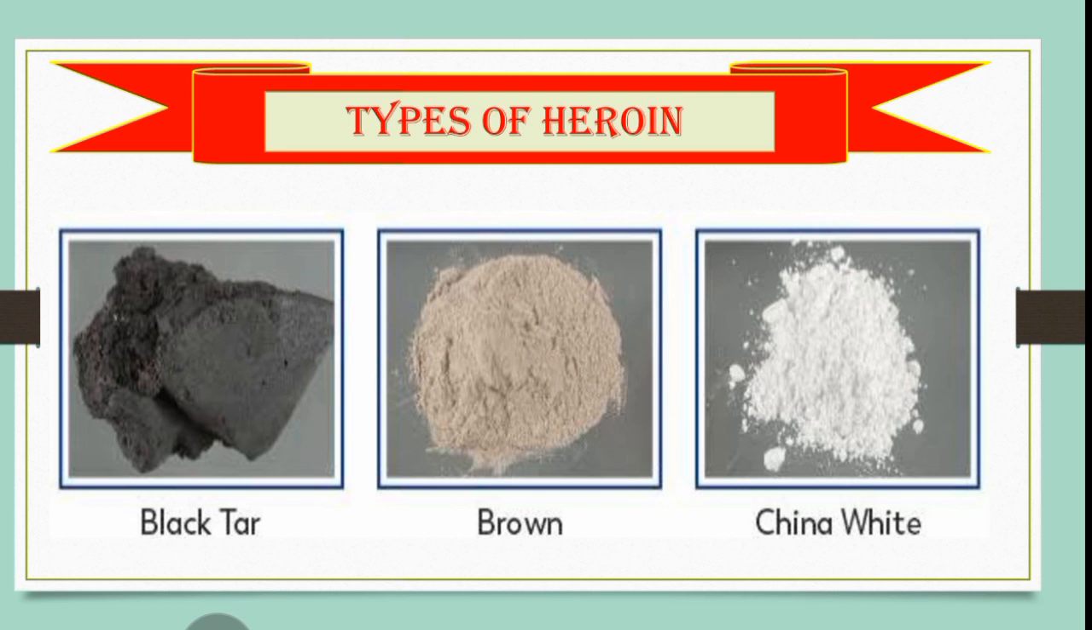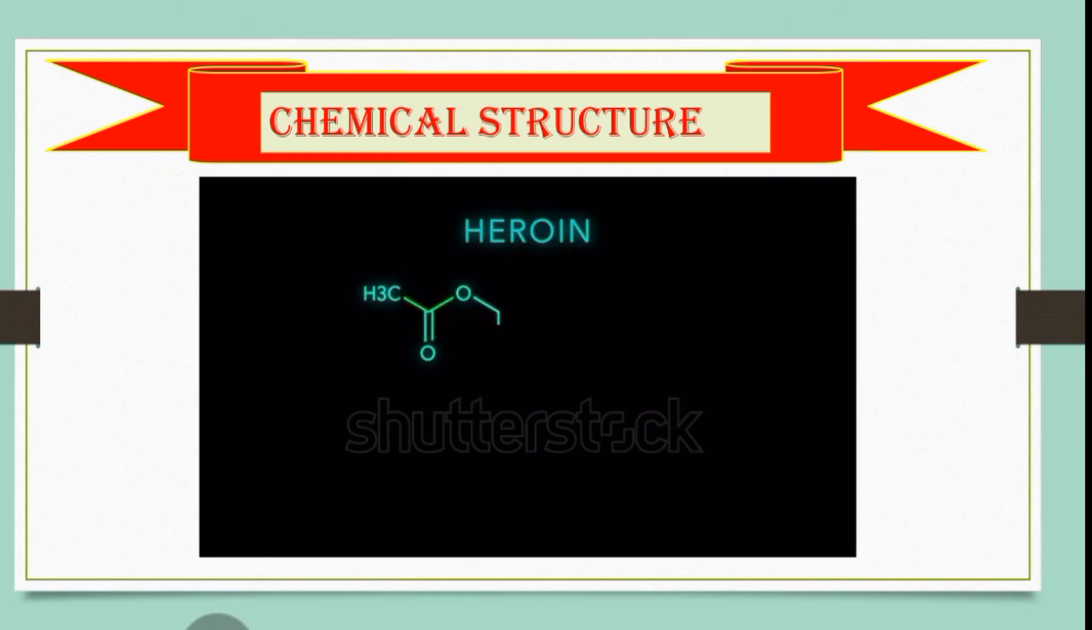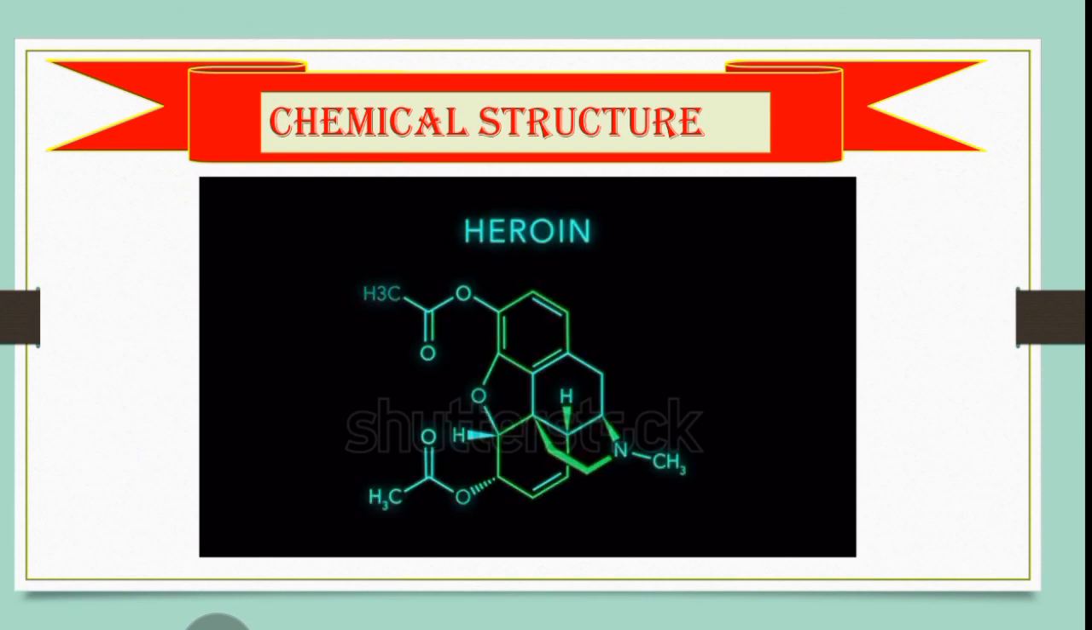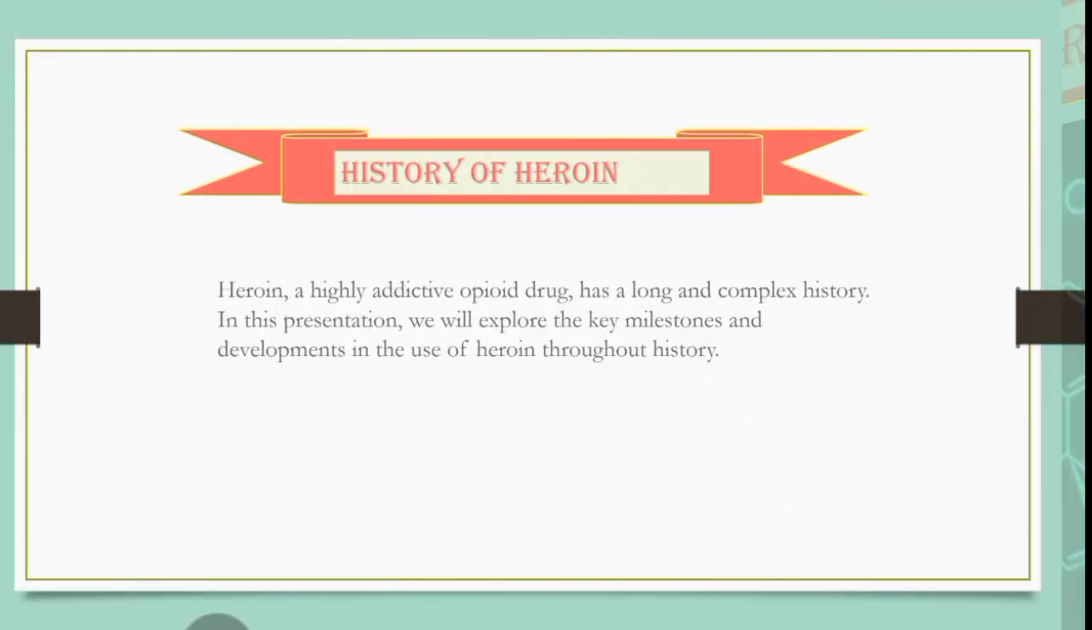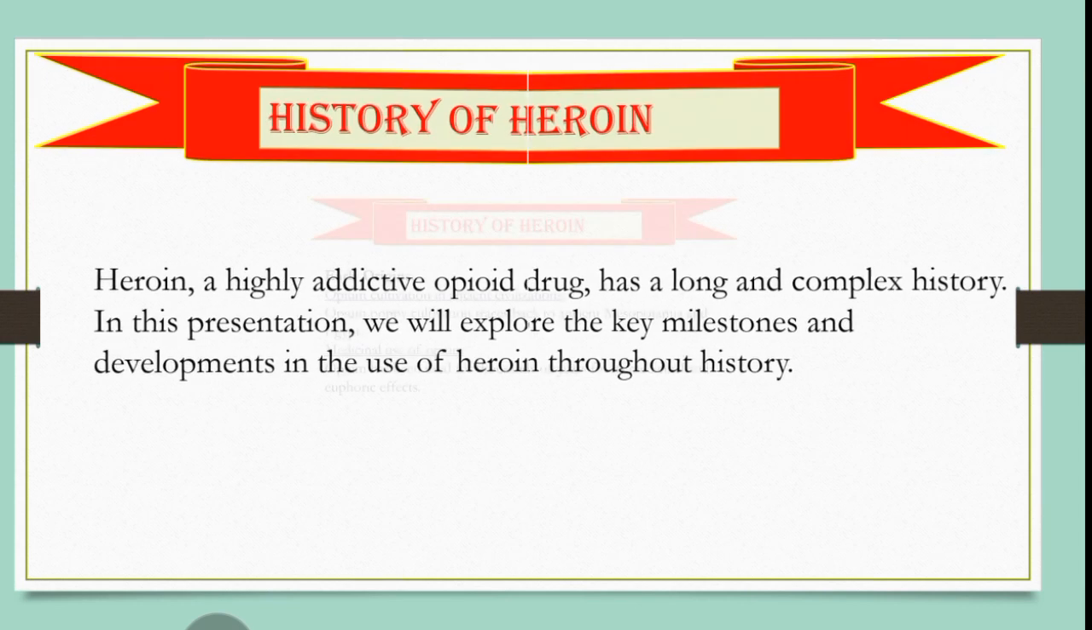These are the types of heroin according to their color: black heroin, brown, and white. White is also known as pure heroin because of its color. Then it is the chemical structure of heroin. History of heroin. Heroin is an addictive opioid drug that has a long and complex history. In this presentation, I will explore the key milestones and developments in the use of heroin throughout history.